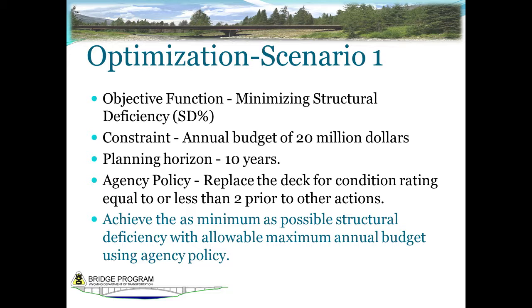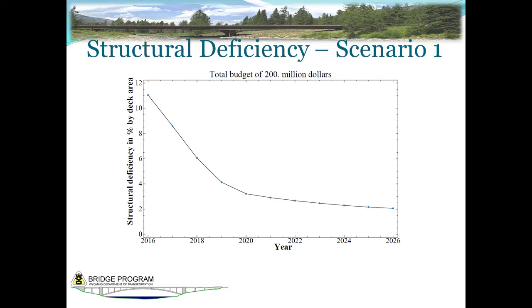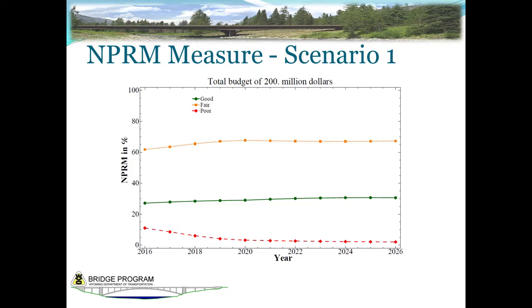If we implement this, this is the projection of structural deficiency for the next 10 years. We're going to spend $200 million, and we're going to reach a structural deficiency of around 2%. Right now, YDOT has 11% structural deficiency in terms of the MBI deck condition ratings. And this is the NPRM measure.